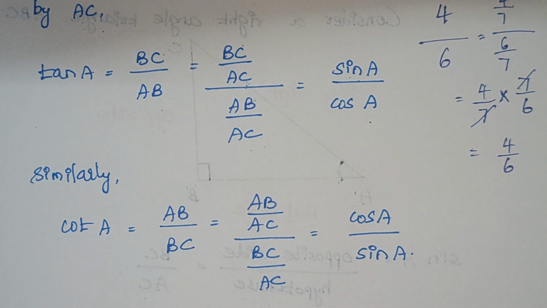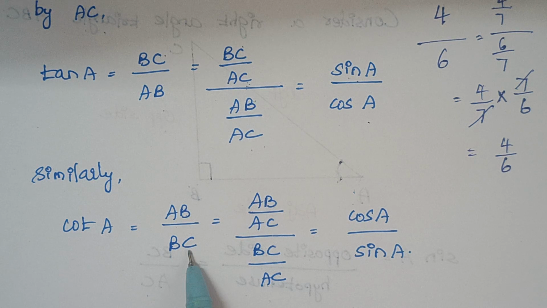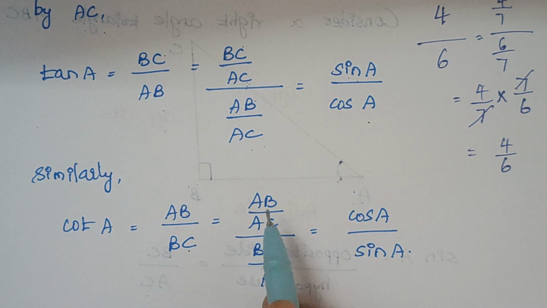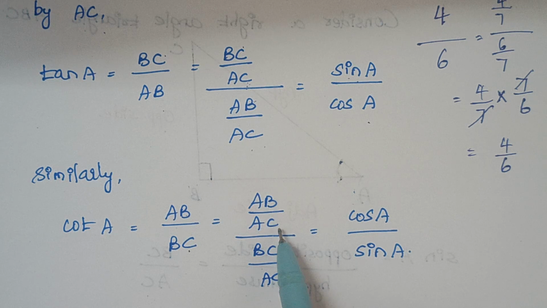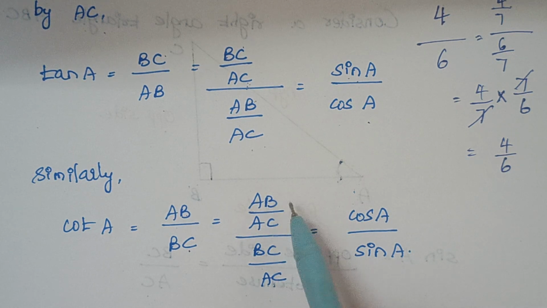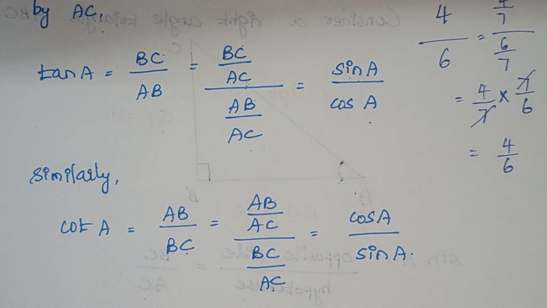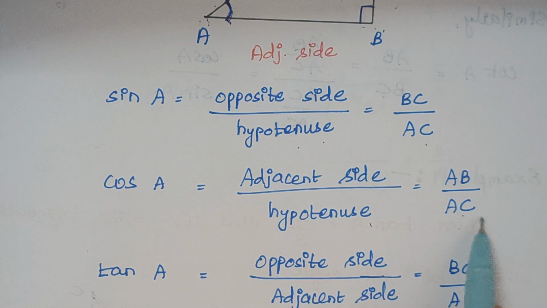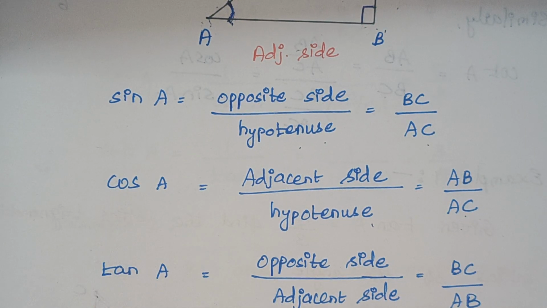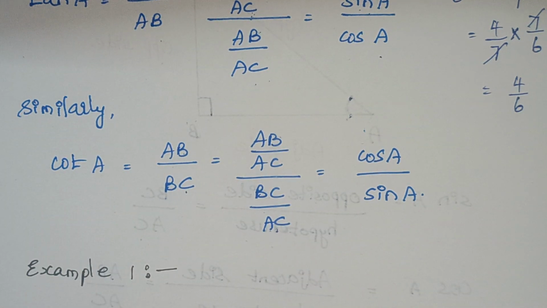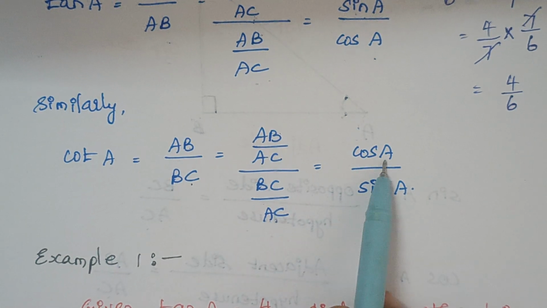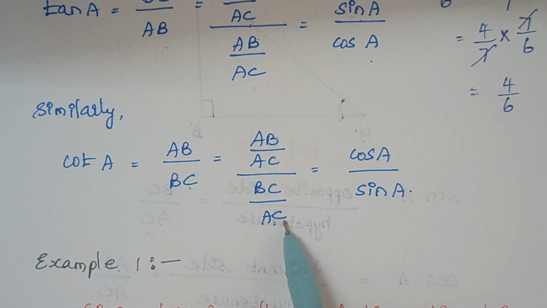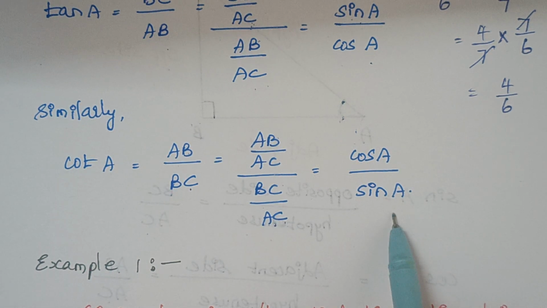Now we are considering our term cot A. So cot A is given by AB by BC, right? Again we are dividing both the numerator and denominator by AC. So when you divide, it becomes AB by AC, and here it becomes BC by AC, right? So AB by AC is nothing but, again when you look back, cos A, right? So here AB by AC is replaced by cos A. Similarly, BC by AC is replaced by sin A, right?